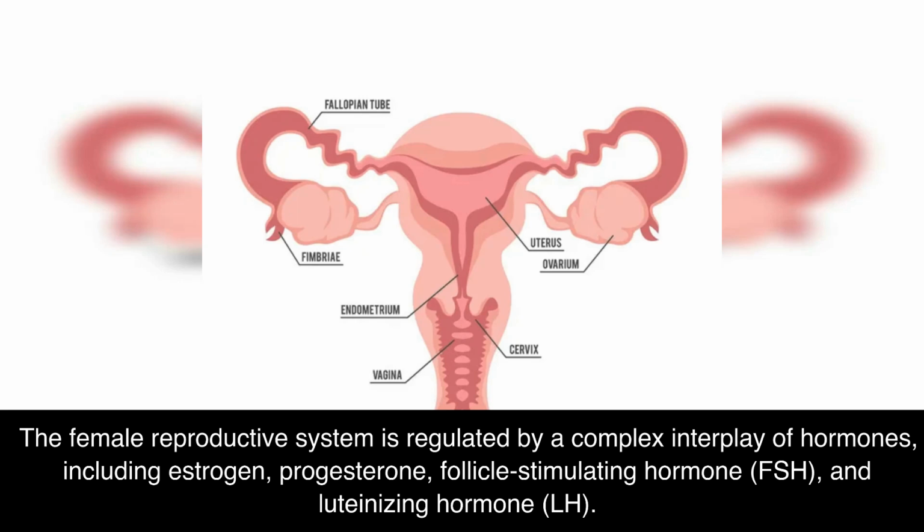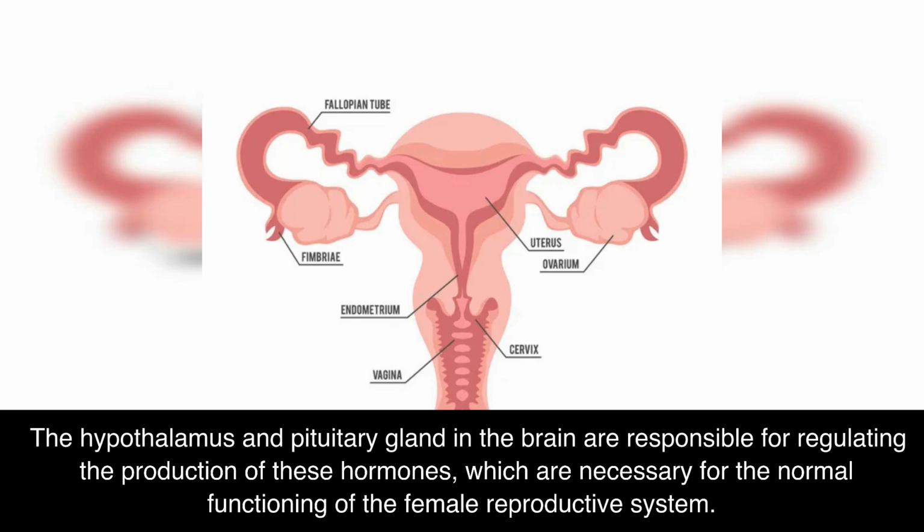The female reproductive system is regulated by a complex interplay of hormones, including estrogen, progesterone, follicle-stimulating hormone, FSH, and luteinizing hormone, LH. The hypothalamus and pituitary gland in the brain are responsible for regulating the production of these hormones, which are necessary for the normal functioning of the female reproductive system.